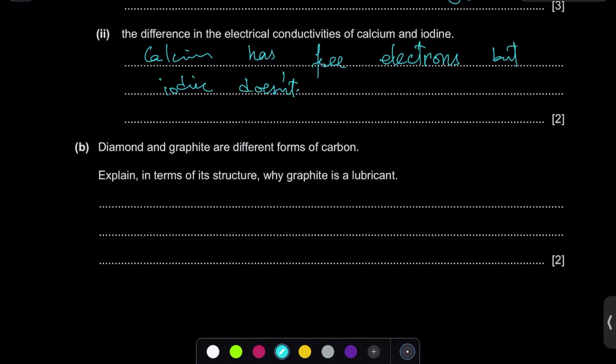Diamond and graphite are different forms of carbon. The term for this is allotrope. Yes, what was your question? Sir, can we state that in iodine, all of the electrons are covalently bonded? That is why there are no free electrons, or would it be irrelevant?